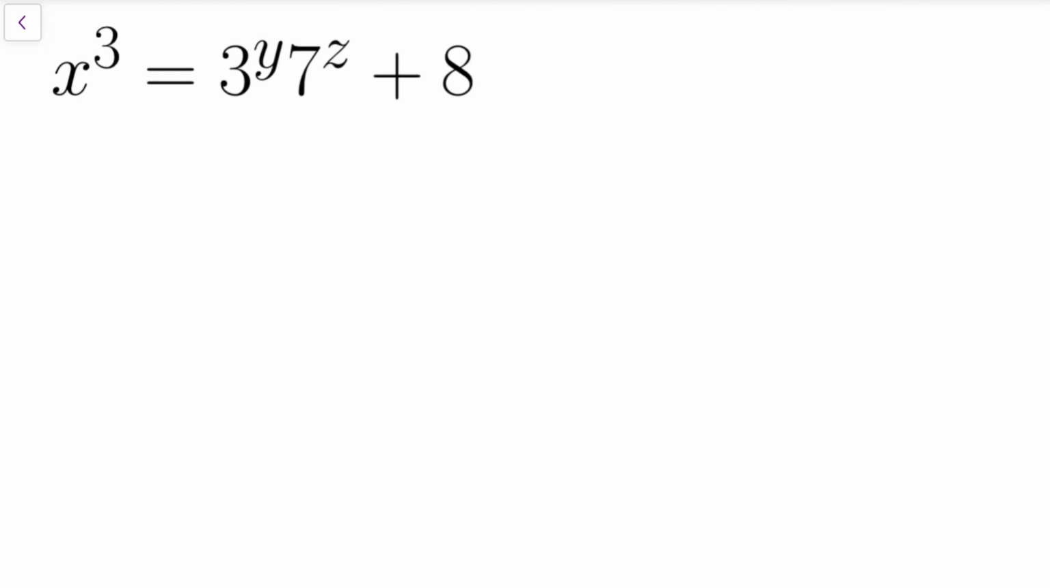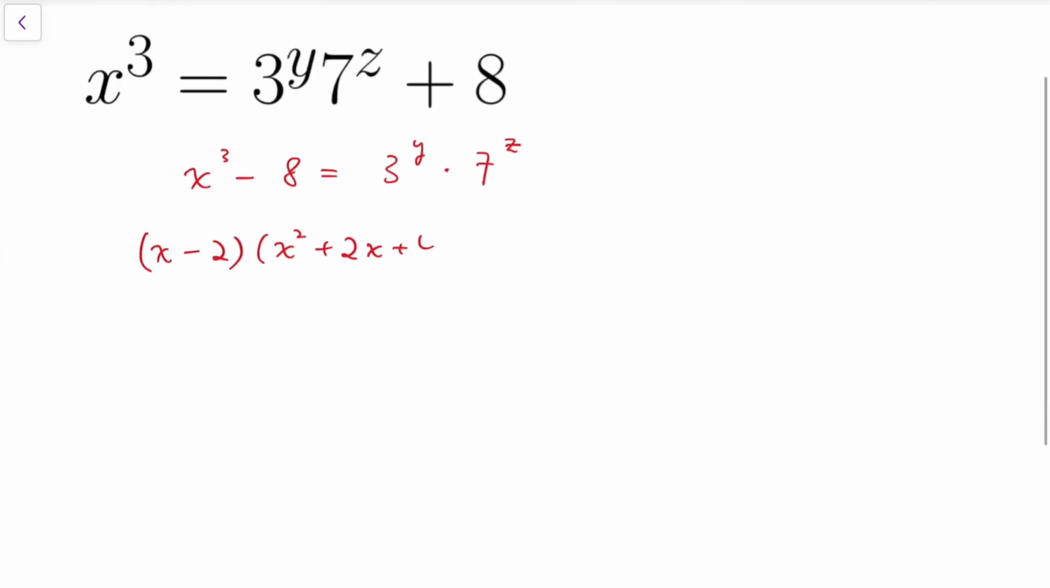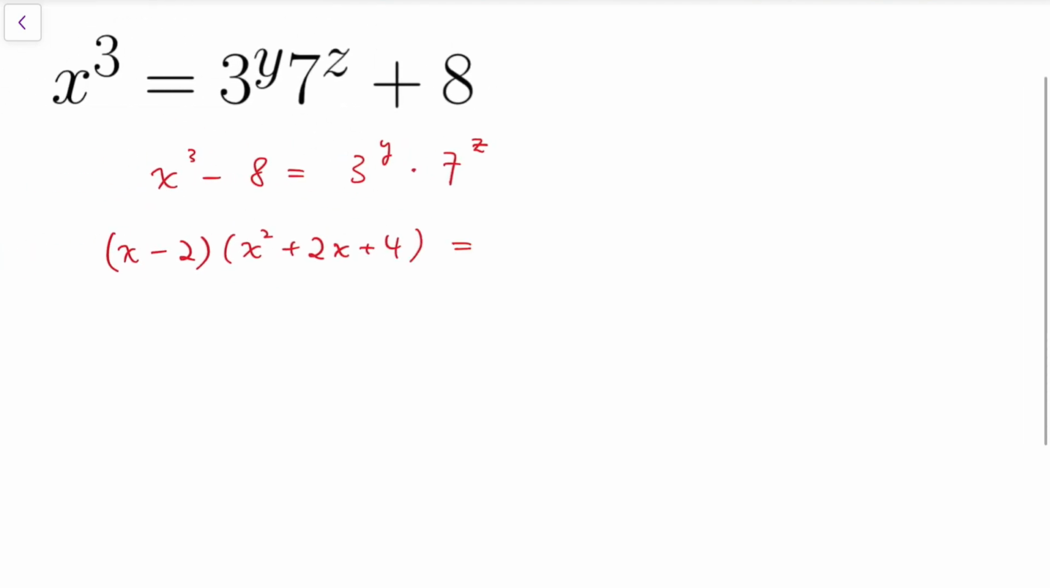First, I'm going to move the 8 to the left side, so x cubed minus 8 equals 3 to the power y times 7 to the power z. I do this because then the left side can be factorized as x minus 2 all multiplied by x squared plus 2x plus 4 equals 3 to the power y times 7 to the power z. Then I can say that each of x minus 2 and x squared plus 2x plus 4 is a product of a power of 3 and a power of 7.